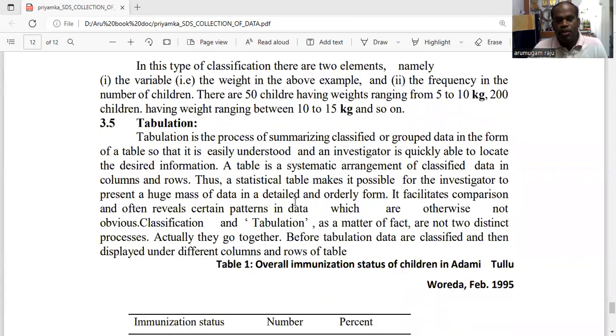The last one is tabulation of the data. Already we know about the collection of data. In the next stage, we have to classify the data. Finally, we can go for tabulation. Tabulation is the process of summarizing classified or grouped data in the form of a table so that it is easily understood and an investigator is quickly able to locate the desired information.